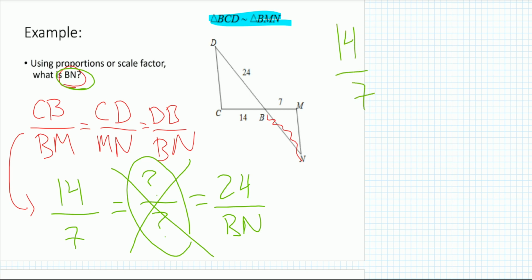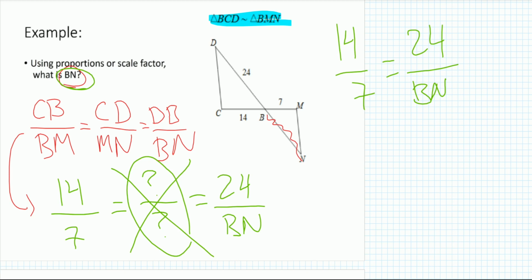So it'd be 14 over 7 equals 24 over BN. Now, if you don't want to write BN, you can go ahead and write X if you want to. It doesn't really matter. For some of you that are already thinking about scale factors, you can already tell what the answer is. If you're there, then go ahead. The answer is not that hard, and you can figure it out.